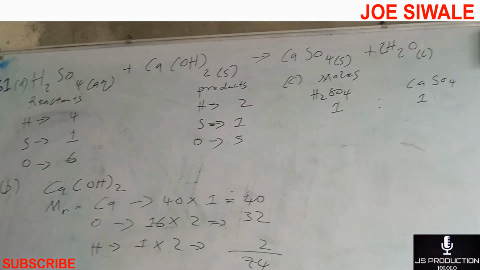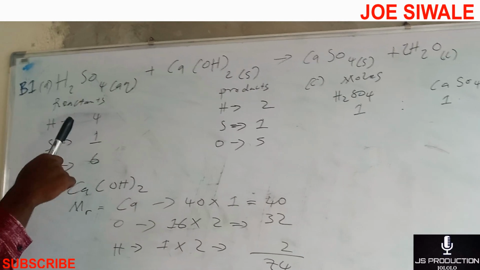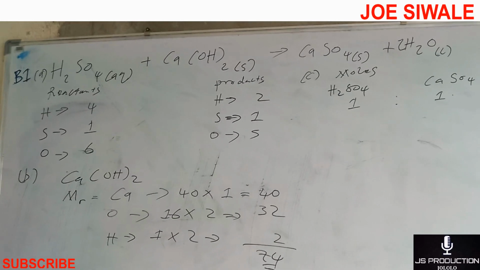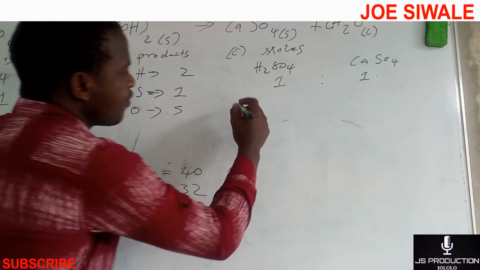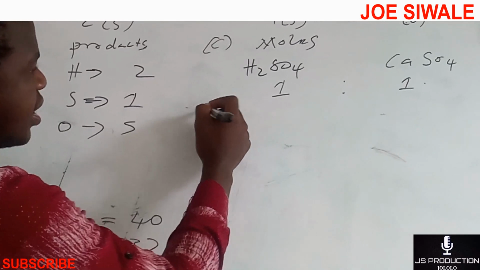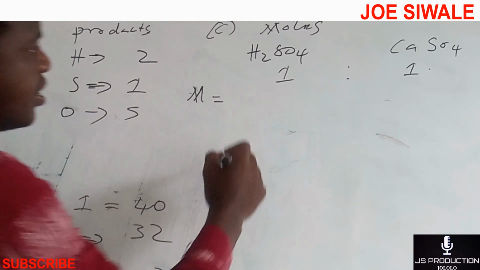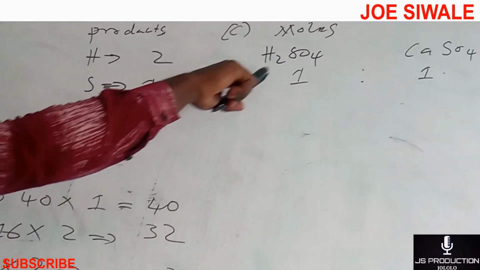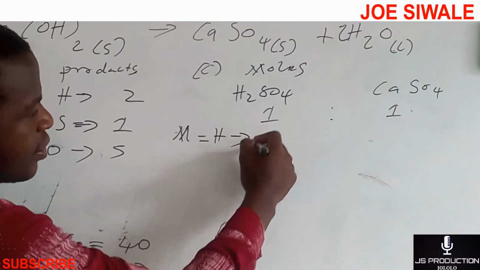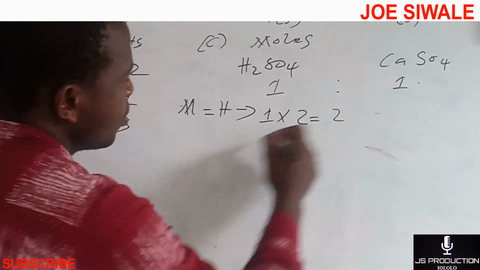After I've done that, I'm going to calculate the molar mass of sulfuric acid and calcium sulfate. So the molar mass of sulfuric acid, I will say, is equal to, here the mass number of hydrogen, I know that it's 1 multiplied by its number of atoms, which is 2. This will give me 2.